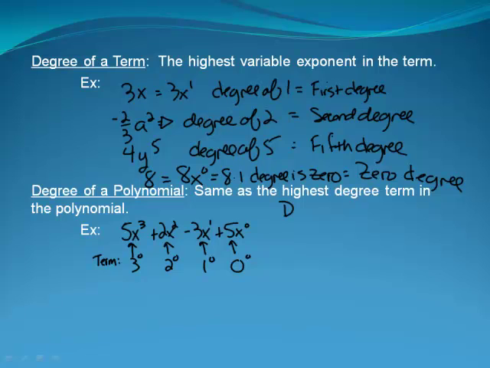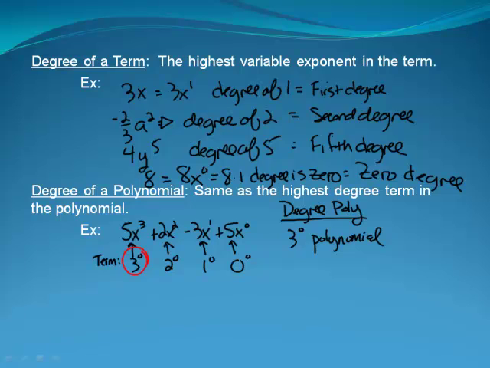Now, to figure out the overall degree of the entire polynomial, the highest term degree is going to be the overall polynomial degree. You agree with me that all those terms have different degrees, the highest of which is third degree. So this is said to be a third degree polynomial because the highest term degree is 3.